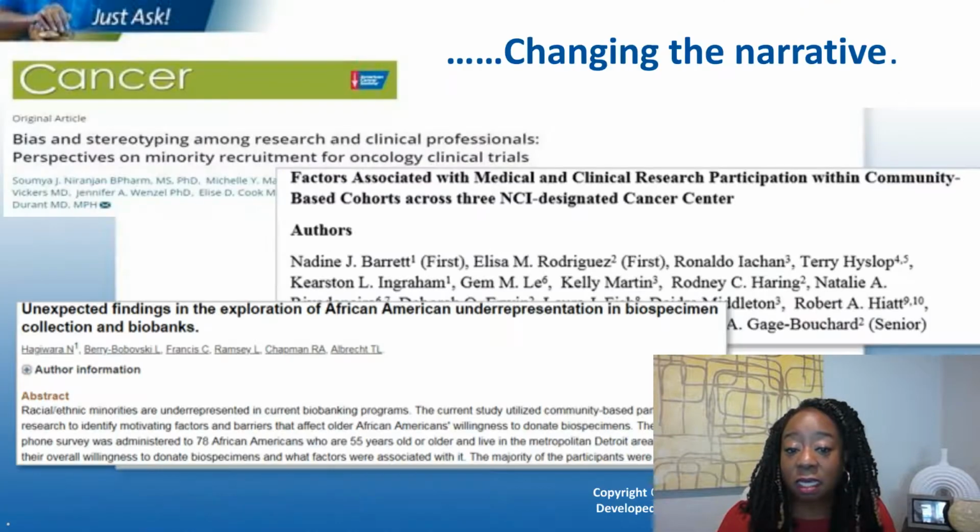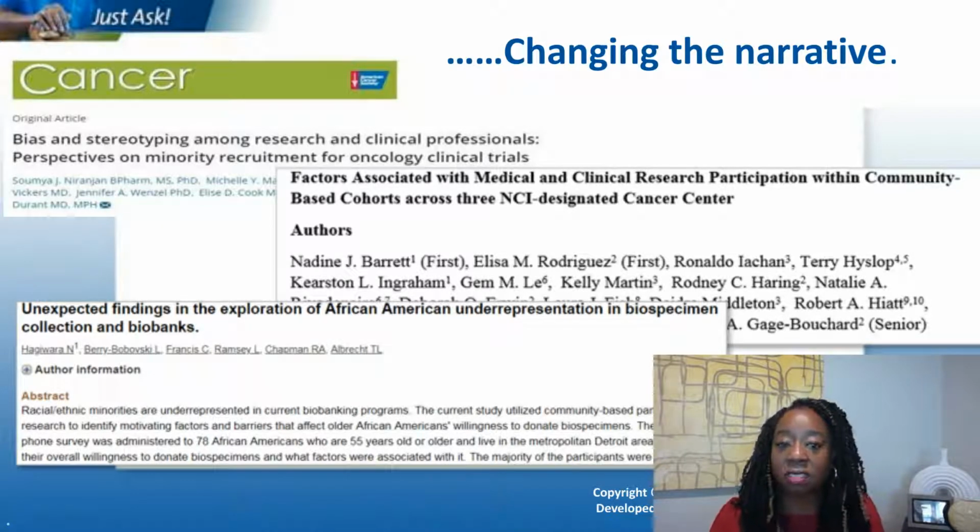There's a key study that also noted in my study here, factors associated with participation, bias and stereotyping, and unexpected findings. More and more studies are showing that people actually do want to participate. They just want to have a conversation. They want to learn more so that they can make an informed decision, just like we do with any other healthcare decision-making process.